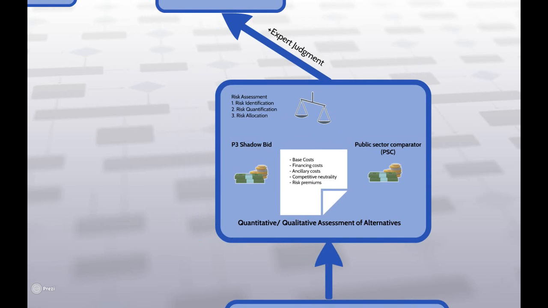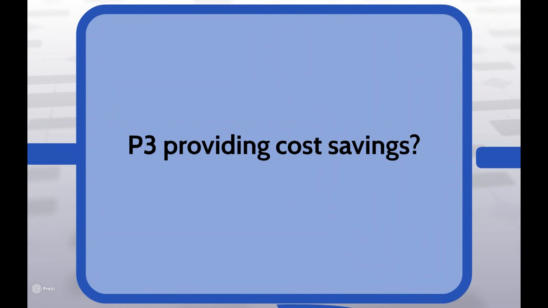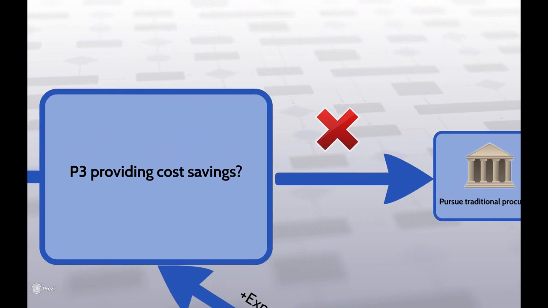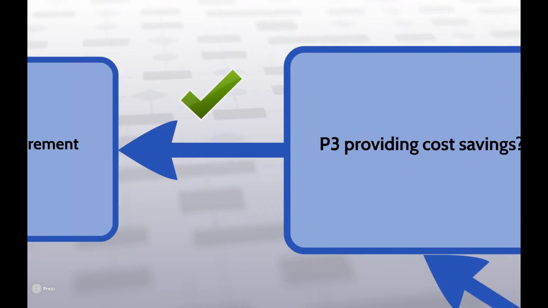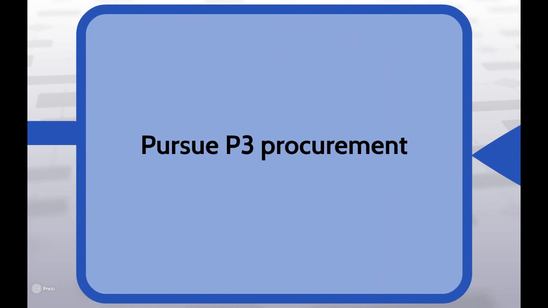To make the best decision for project delivery, expert opinions must be used in combination with the results of the value for money analysis. If the P3 approach does not provide cost savings, the infrastructure asset is delivered using the traditional procurement approach. On the other hand, if the P3 approach leads to cost savings, the public entity will proceed with the P3 approach.